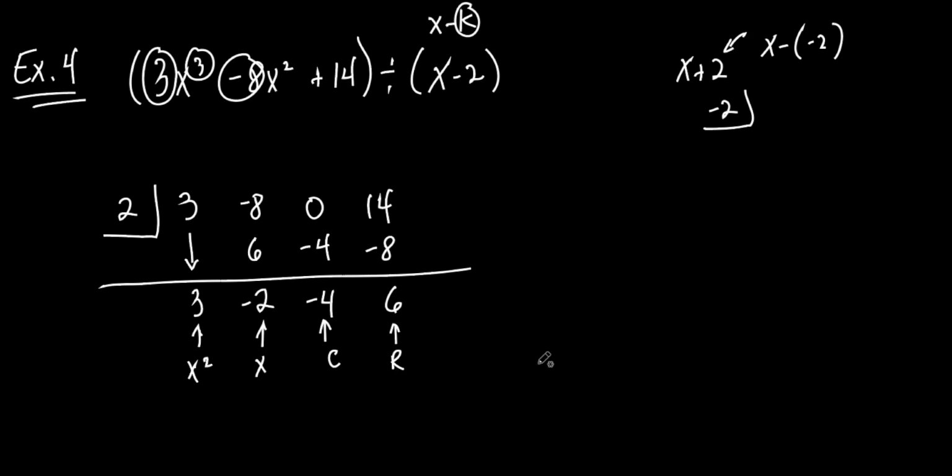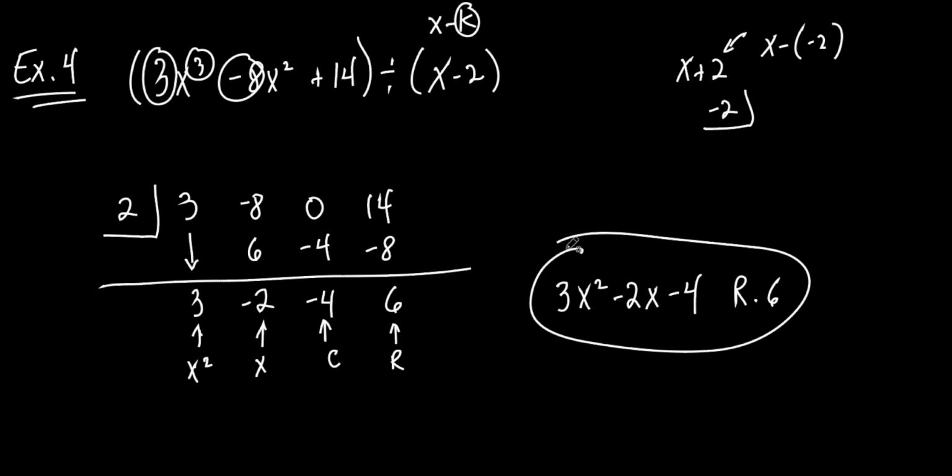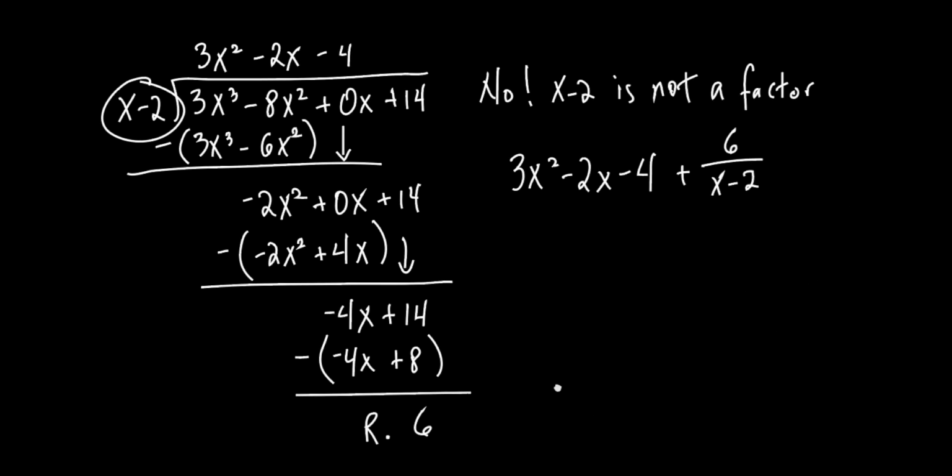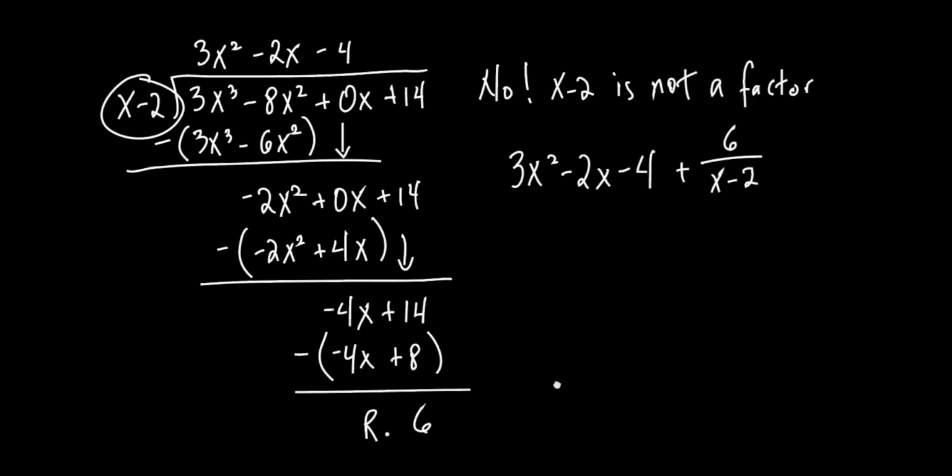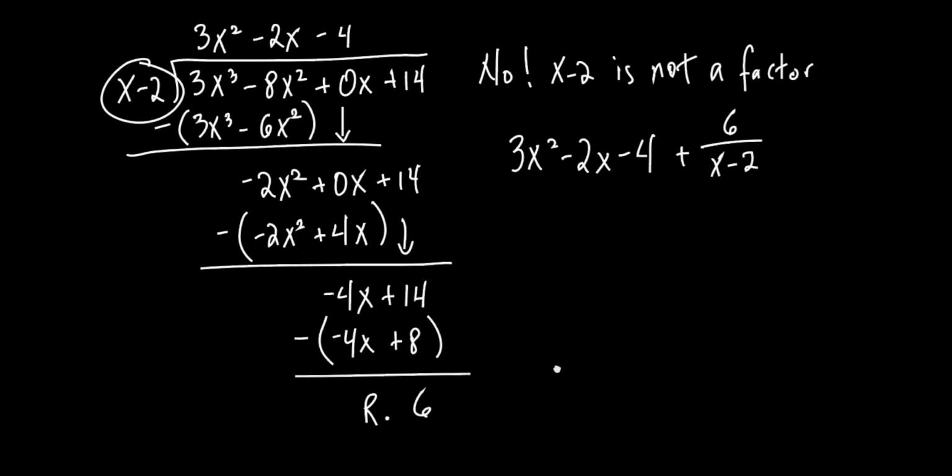So now we're ready to write the answer. So what is it? It's 3x squared minus 2x minus 4 with a remainder of 6. And that is way easier, don't you think, than doing all that. But it's the same exact answer. Pretty cool, huh?